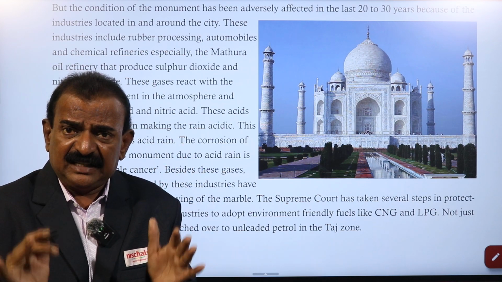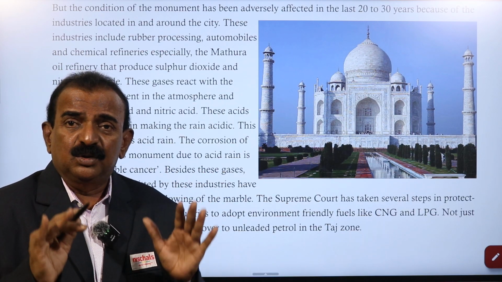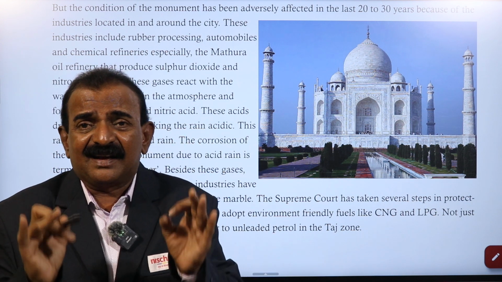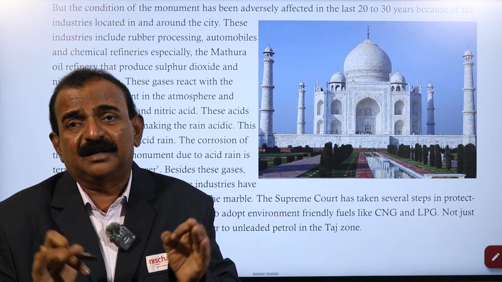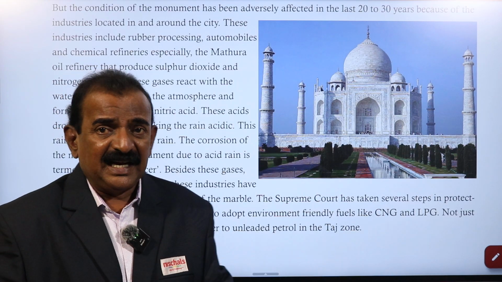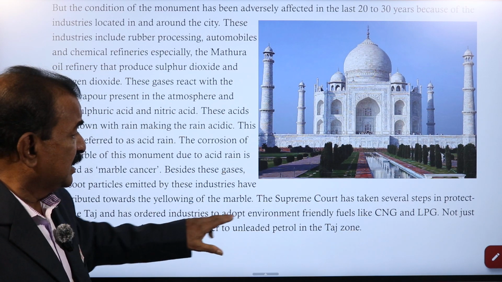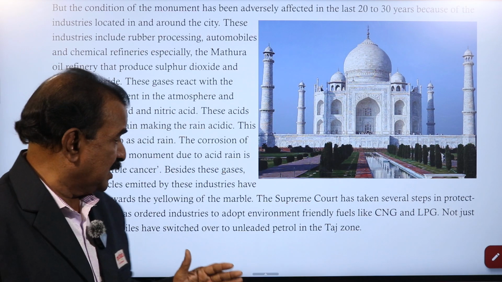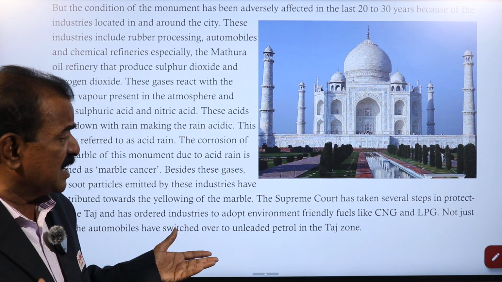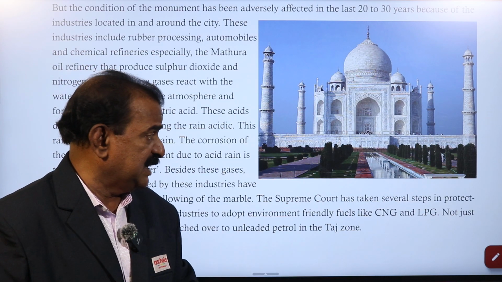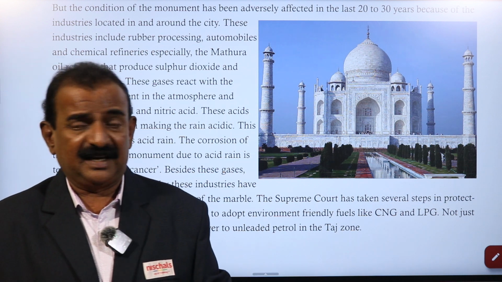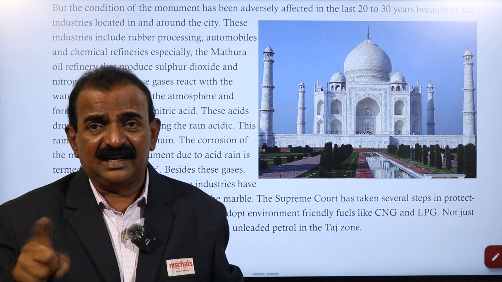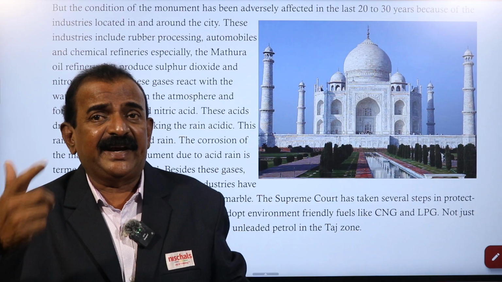Here we are using a term called marble cancer. Besides these gases, soot, a particulate emitted by these industries, also contributes toward the yellowing of the marble. The color of the marble is white, but due to the presence of soot in the air, it causes great damage to the white marble used in the construction of the Taj Mahal, and the color changes to yellowish. The Supreme Court has taken steps to protect this monument, and the industries are now adopting friendly fuels like CNG and also LPG. The full form of CNG is compressed natural gas, and LPG is liquefied petroleum gas.